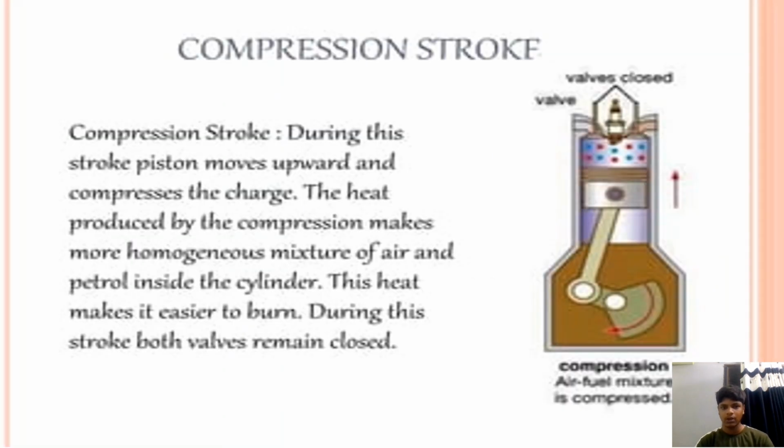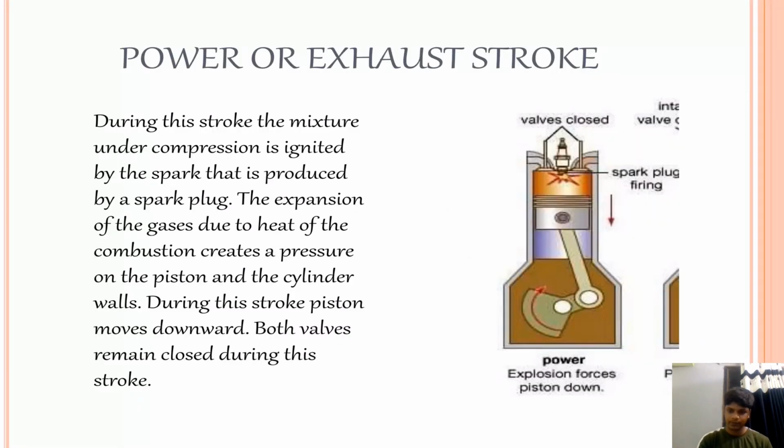in a carburetor. Next, compression stroke. During the stroke, the piston moves upward and compresses the charge. The heat produced by the compression makes a more homogeneous mixture of air and petrol inside the cylinder. This heat makes it easier to burn. During this stroke, both valves remain closed.